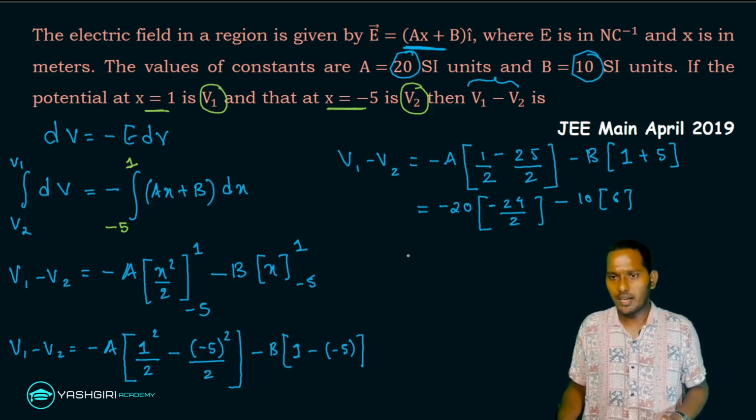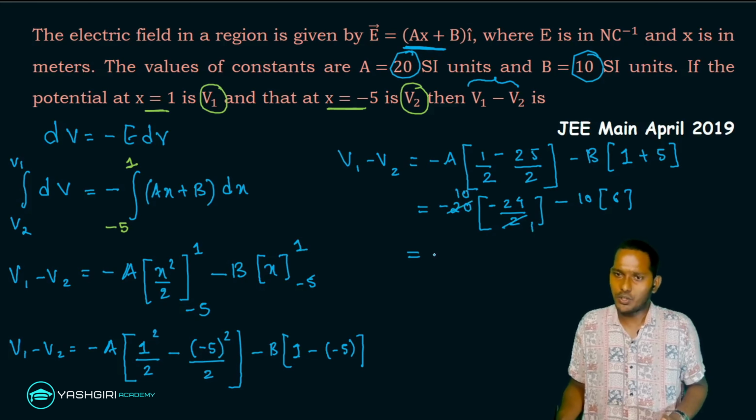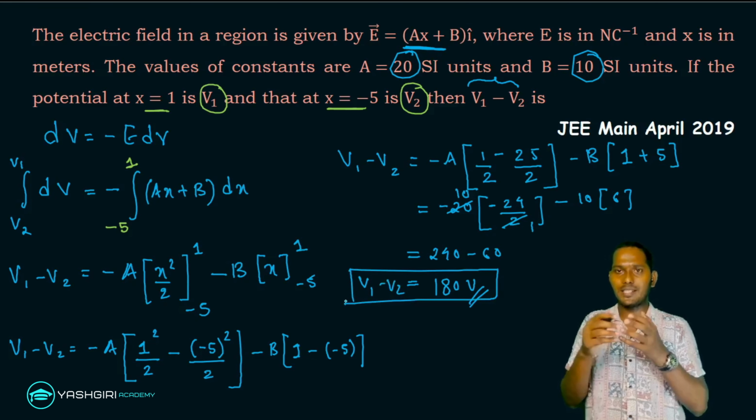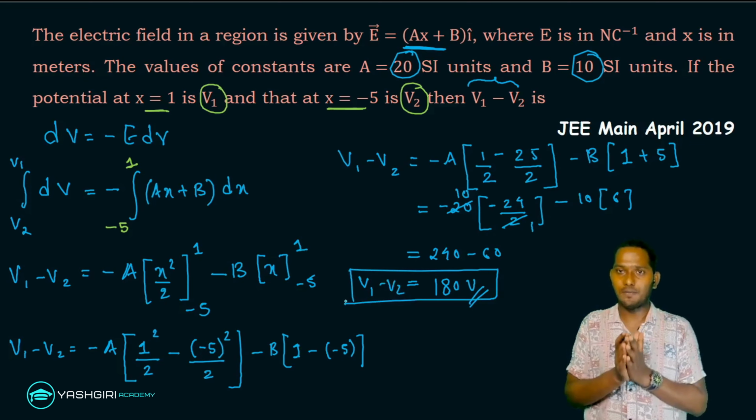So from here on, I can just solve this. So this is going to be 2 1s are, 2 10s are, 10 24s are 240, and it will be positive, minus into minus positive. 10 6s are 60. So that is going to be a minus 60. So what I'll be having here, potential difference is 180 volts. So that is going to be V1 minus V2. So what we have been asked, that's the answer for this question.